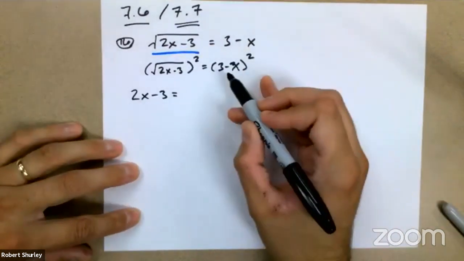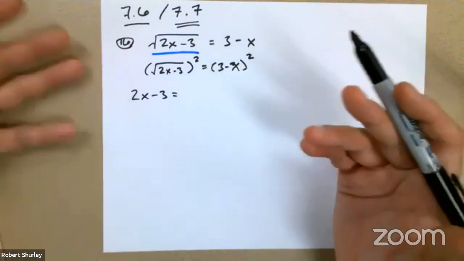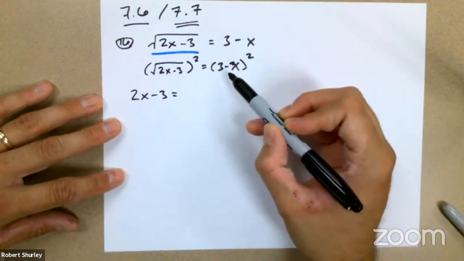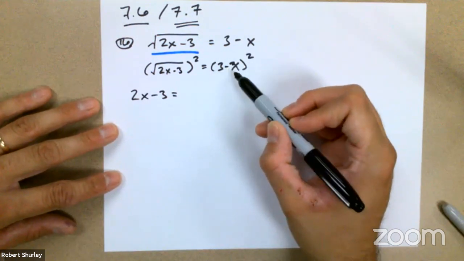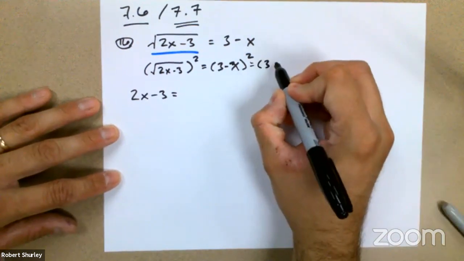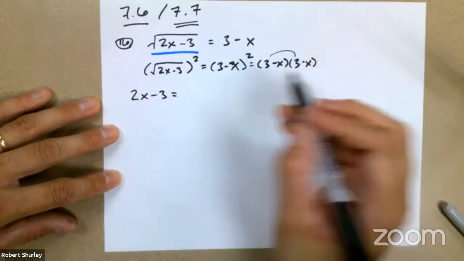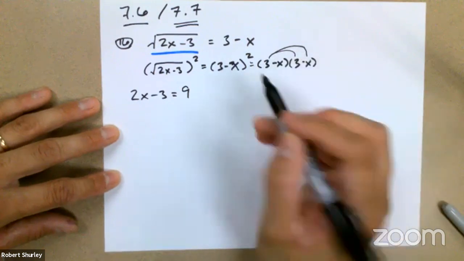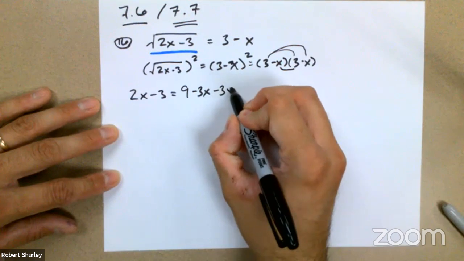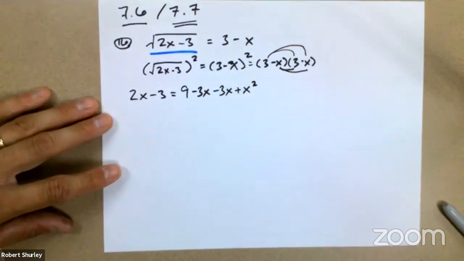On the right, though, we have to FOIL this out. Remember, I know I've harped on this a few times because it's one of my main pet peeves in algebra, but we can't distribute that square to the 3 and the x because there's a minus sign there, right? If it was 3x, we could, but because it's 2 separate terms, we have to FOIL this out. So I'm going to write it out like that and then think of foiling it. So first we'd have 9. Outside we'd have minus 3x. Inside we'd have minus 3x. And then lastly we'd have a plus x squared. Okay?